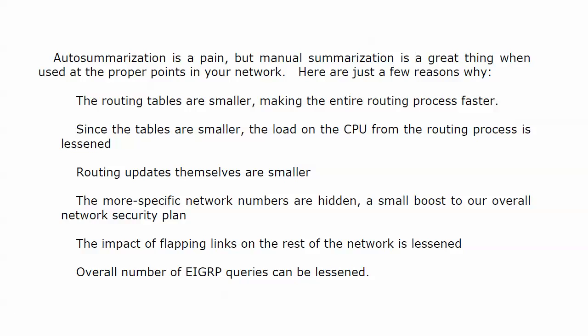The impact of flapping links on the rest of the network is actually lessened because we don't have routes entering and leaving and entering and leaving the table when that happens, because the summary will still be there. And also the overall number of EIGRP queries can be lessened. So really I put these in order from the biggest benefits to the partial benefits. And what we're going to do in the next video is actually perform some manual summarization. I've got to set up a new lab, so I'm going to do that right now. We're going to see this in action on the live equipment.